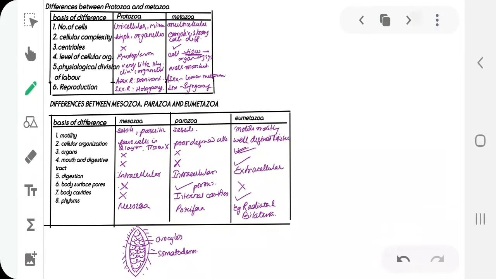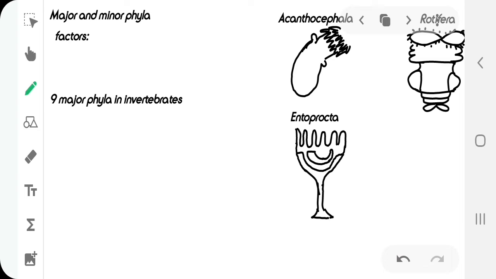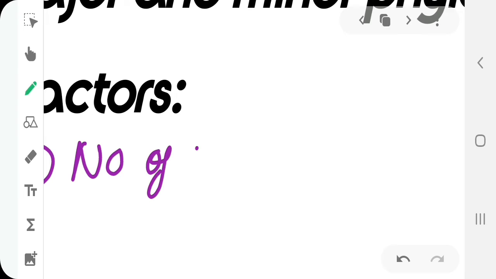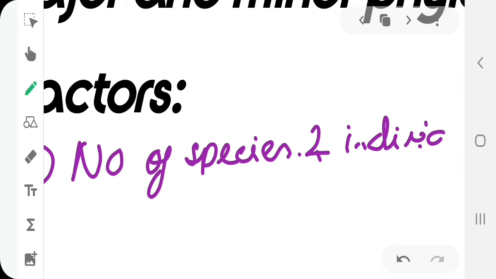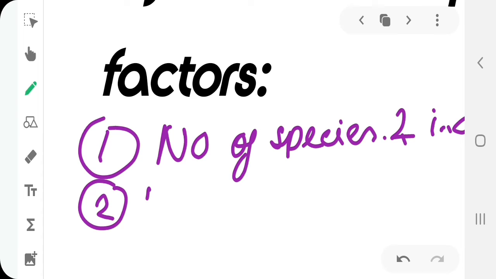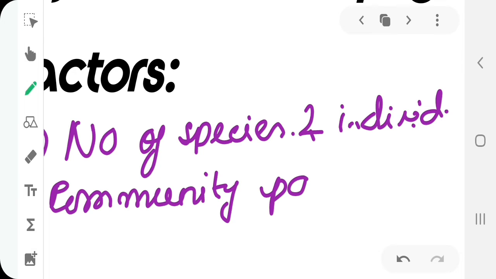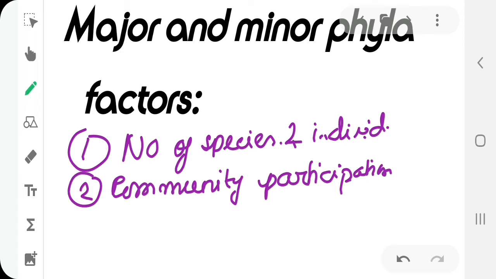Now we'll also see the kinds of phyla present. Let's try to see the major and minor phyla and on what basis we divide them. These divisions are basically on two factors: the number of species and individuals that are there in the phyla. Next, the community participation, that is, do they form ecosystems or communities. So these are the two factors on which major and minor phyla are denoted.